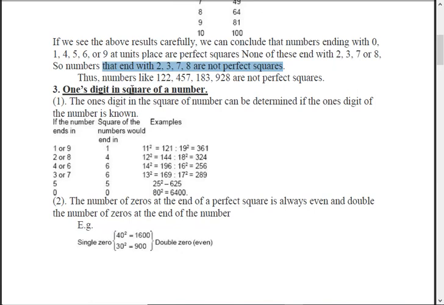Next, ones digit in a square of a number. The ones digit in a square of a number can be determined if the ones digit of the number is known. Means what? If you know that any number is ending with 1, then definitely the square of that number will end with 1 only. That's the meaning. Or if a square of any number is ending with 1, then you can say that the square root may be ending with 1. See here, now the things are different. If it's a number and then you square it, then it's sure. But if it's a square and then we find a square root, it can be 9 also.